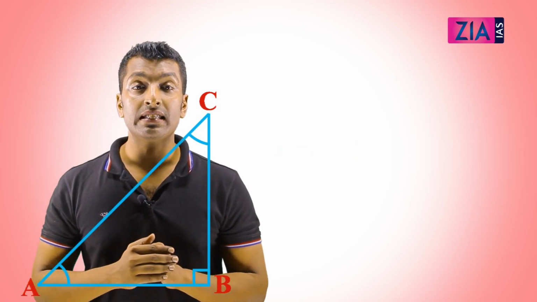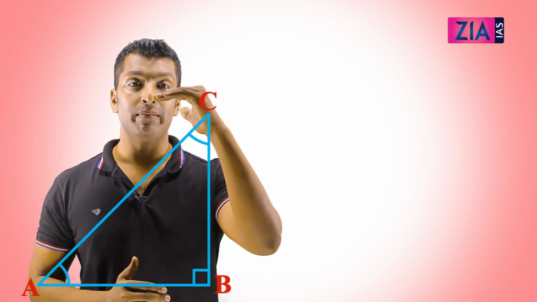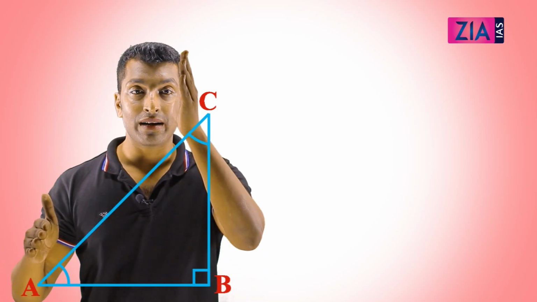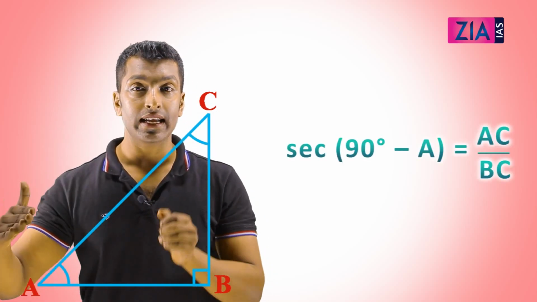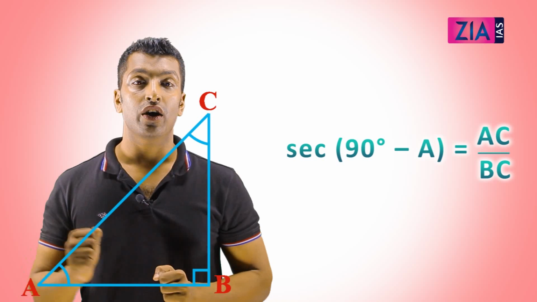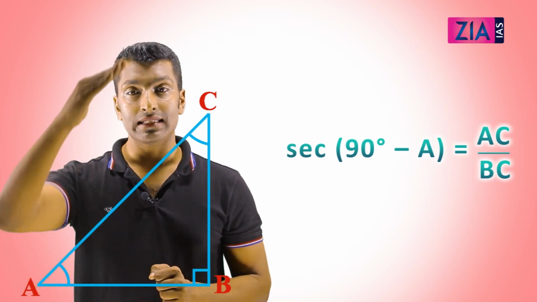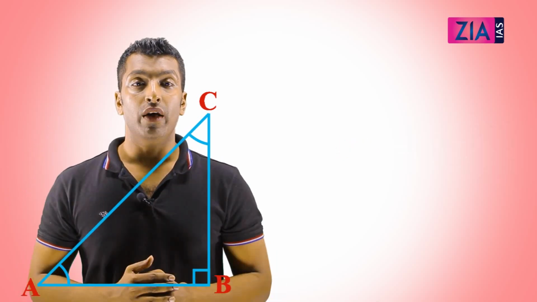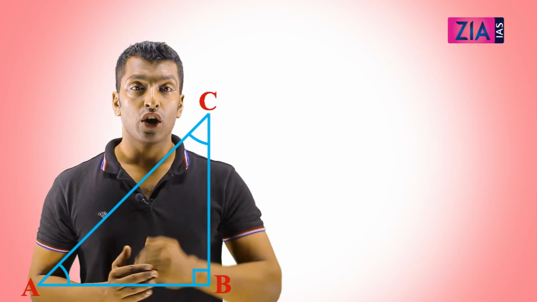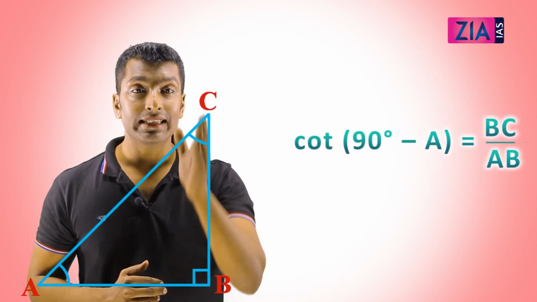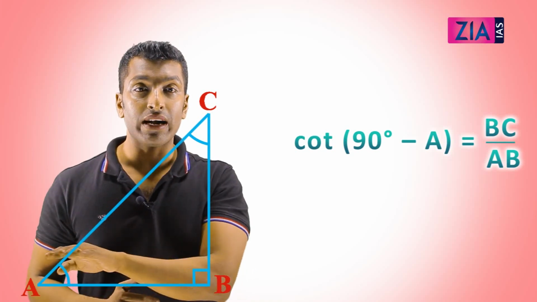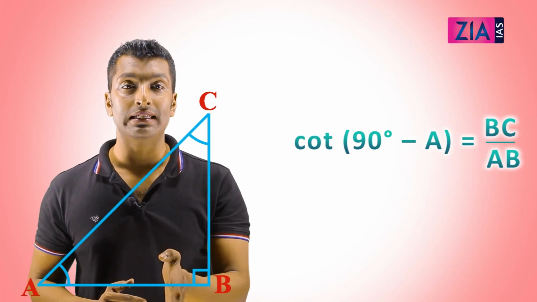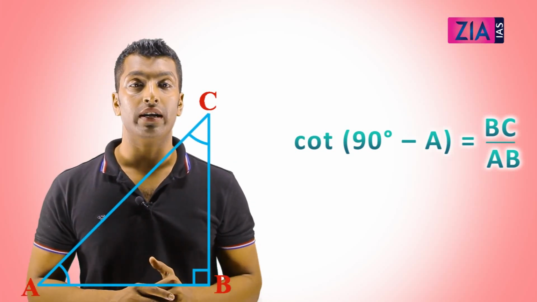Now what about sec(90 minus A)? Sec(90 minus A) means hypotenuse divided by the adjacent side, so AC divided by BC. So we got sec(90 minus A) as AC divided by BC. Now what about cot(90 minus A)? Cot(90 minus A) means the adjacent side, that is BC, divided by the opposite side, which is AB. So BC divided by AB is cot(90 minus A).